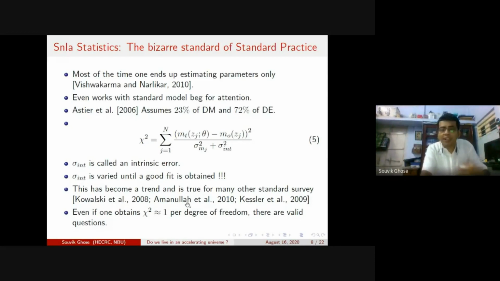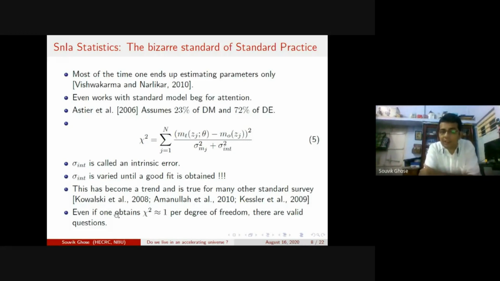Now, these papers are not just stray papers; they are landmark papers. For example, this Amanullah paper is basically the Union 2 compilation of the supernova data, and hundreds and thousands of papers refer to their estimate for whatever work they are doing. So these are landmark papers, yet they have this ambiguity, this ambiguous term of sigma in it, and they keep on varying this at their will unless a very good fit is obtained.